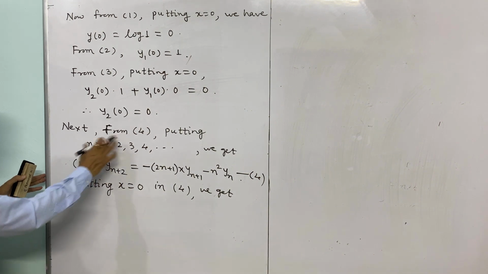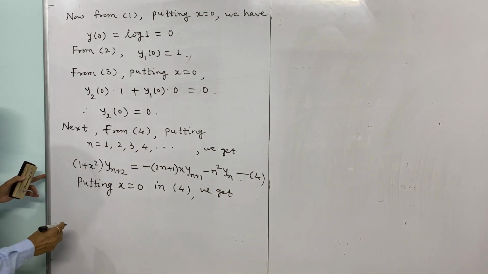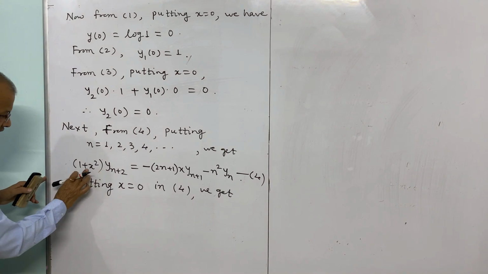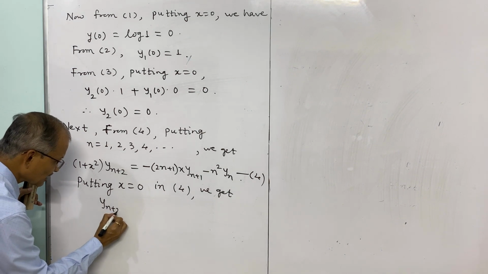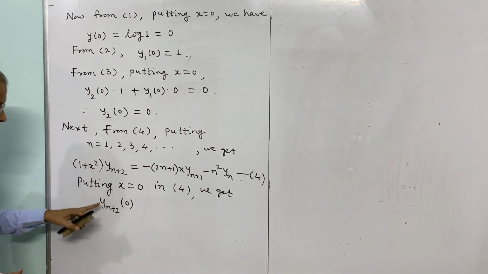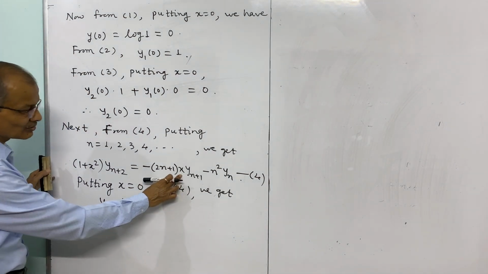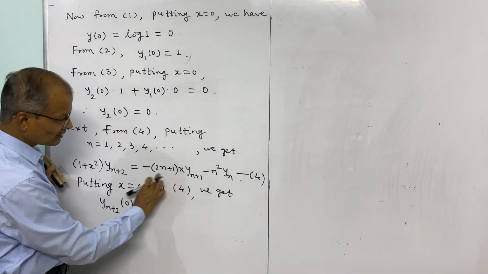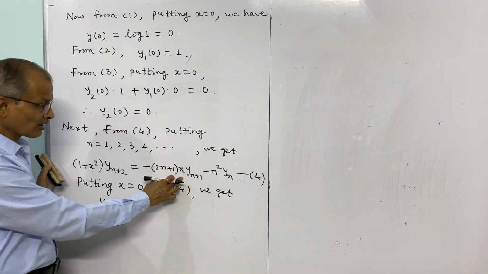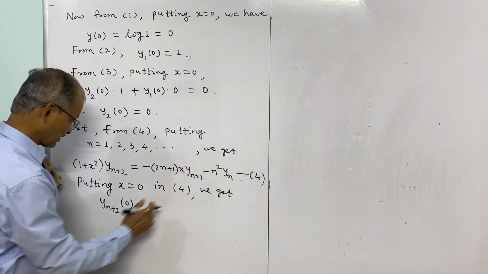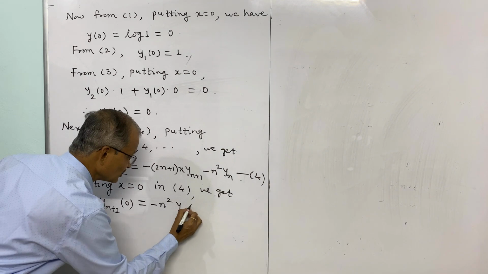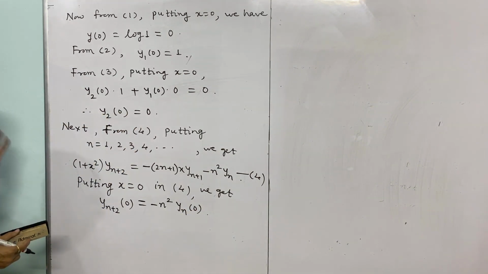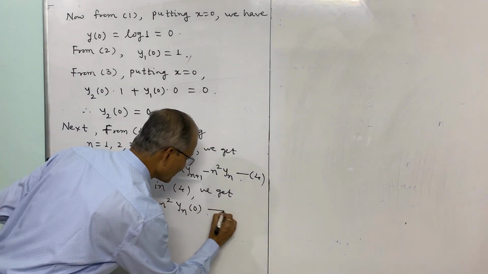First we will do this, and then we will put the values of n is equal to 1, 2, 3, etc. So put x is equal to 0. This is 1 into the n plus second derivative at 0. On the right side, putting x is equal to 0, this term entirely becomes 0, because a product with 0 is 0, and we have minus n square times the nth derivative at 0. This is our next equation, which we will consider as equation number 5.